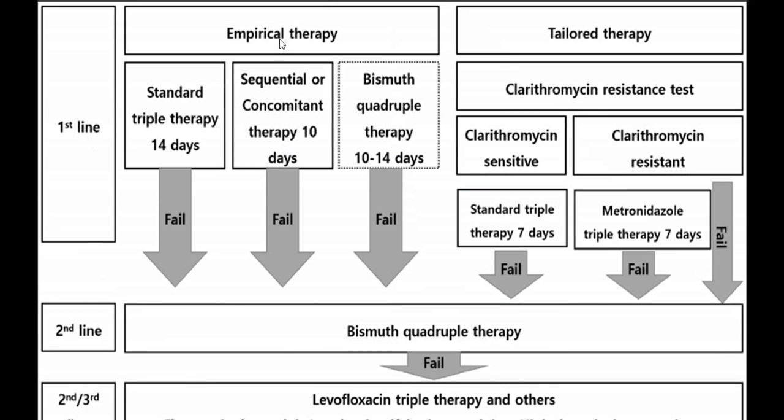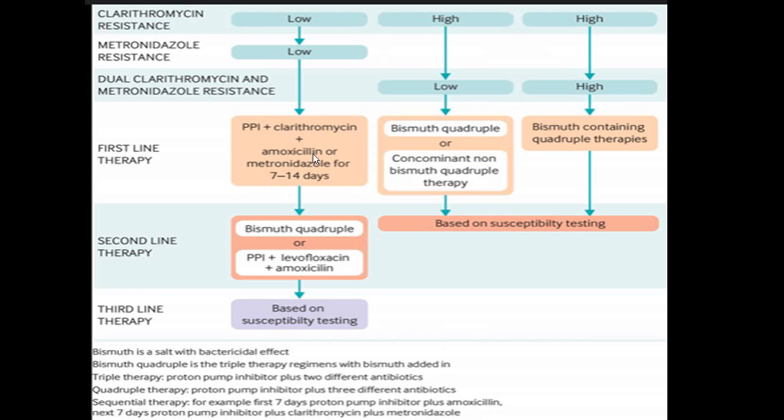So first line empirical therapy, tailored therapy. Second line bismuth quadruple therapy, and in third line levofloxacin triple therapy or levofloxacin quadruple therapy, etc. All permutation combination, but it has to be properly selected and given for a full therapeutic time of 14 days. Again you can see here clarithromycin resistance, metronidazole resistance, and if a person is having what we call dual clarithromycin and metronidazole resistance, etc.